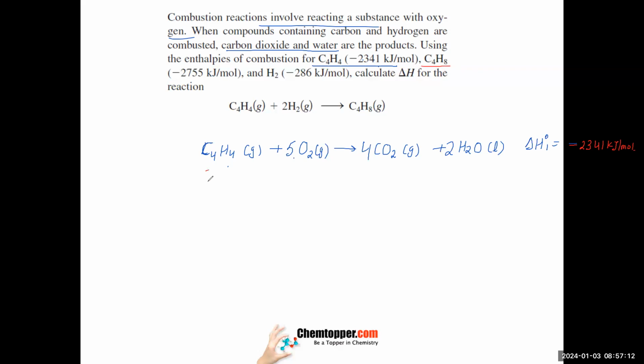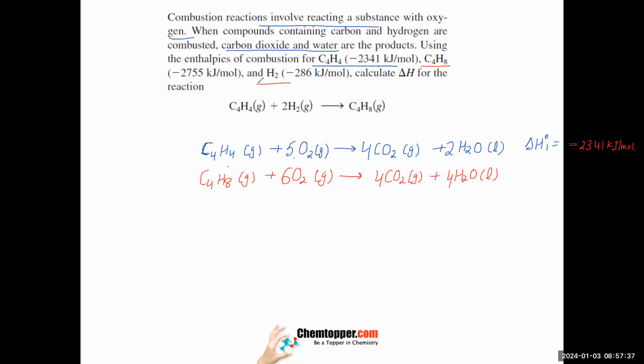C4H8, combustion. The second reactant is O2. Combustion means in the presence of oxygen. The product is CO2 gas and water. Balance the equation: 4, 4. Balance the oxygens: 8 plus 4, 12, 6.